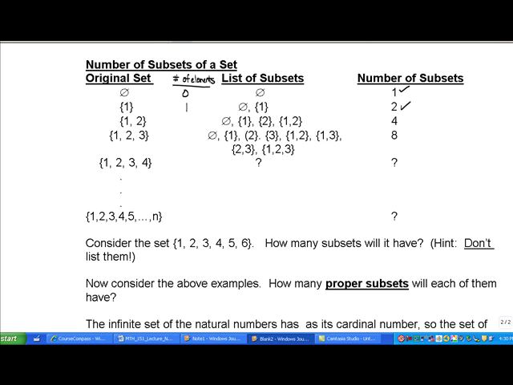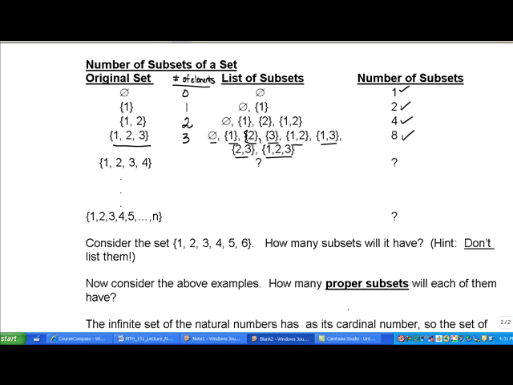Okay, when we look at 1 and 2, that's 2 elements. We have the empty set with no elements. We have 2 sets with 1 element, and then we have the original set. So we have 4 subsets. Now when we get to 3 elements, it gets a little more complicated. We have 1 subset with 0 elements, 3 subsets with 1 element, and 3 subsets with 2 elements, and then we have the set itself. So we ended up with 1, 2, 3, 4, 5, 6, 7, 8 subsets for that one.